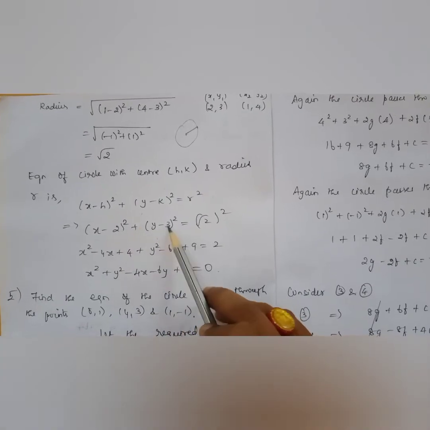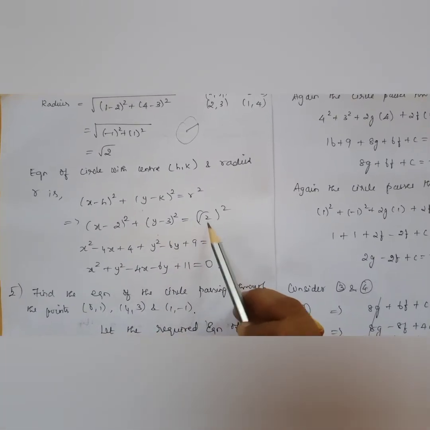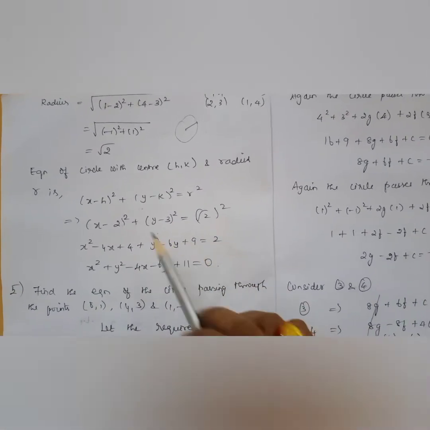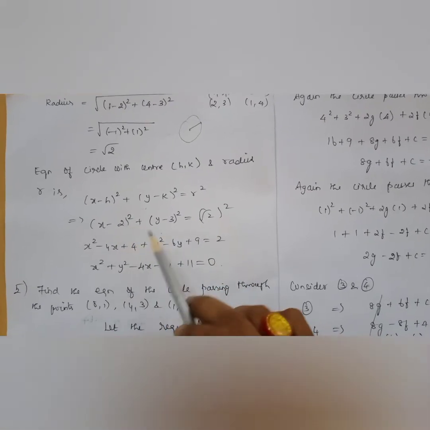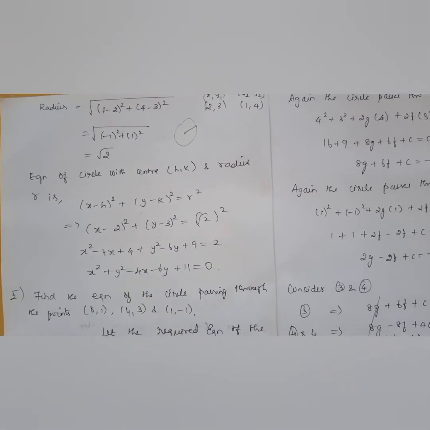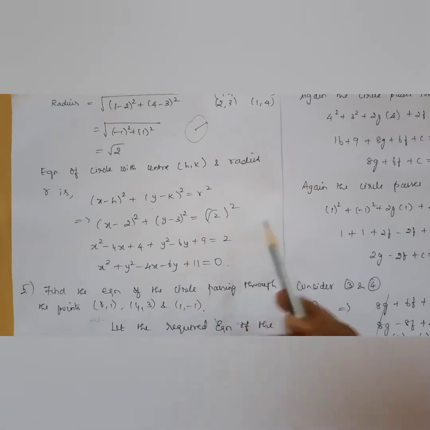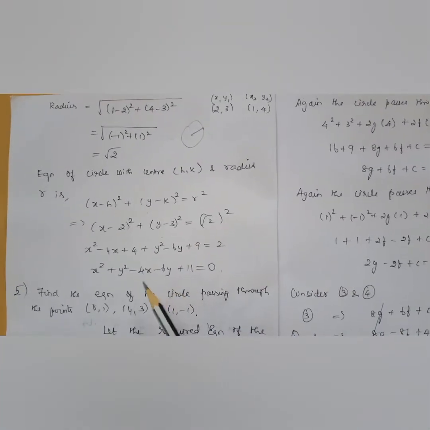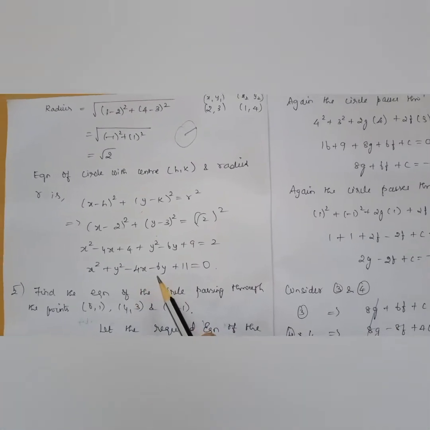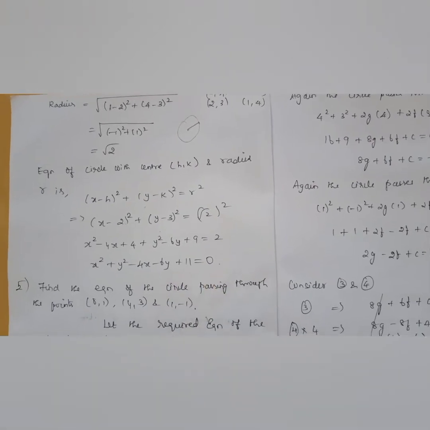So (x minus 2) the whole square plus (y minus 3) the whole square is equal to root 2 the whole square, which is nothing but 2. And here I will expand using the (a minus b) the whole square formula, that is a square minus 2ab plus b square. Then I will take everything to one side. Hence the equation is x square plus y square minus 4x minus 6y plus 11 equal to 0.